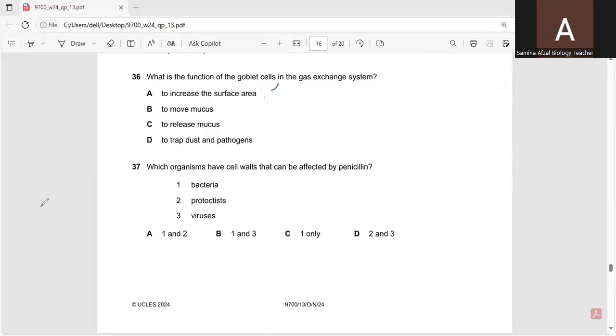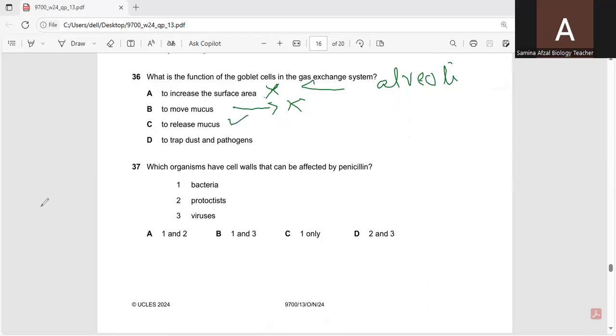But they do not increase the surface area. Surface area is increased by the alveoli. And the mucus is not moved by the alveoli. The mucus is moved in the respiratory tract. This function is carried out by the cilia of the ciliated epithelial cells. So it is not moved by the goblet cells. So the function of the goblet cell is to produce or release the mucus.